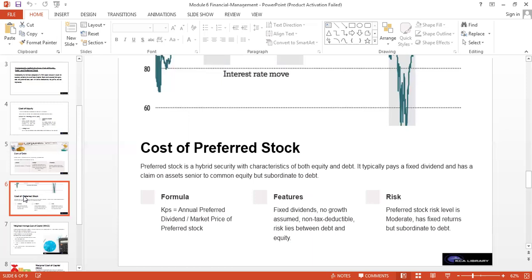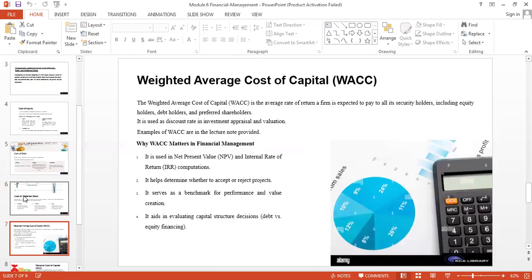And for risk, the preferred stock risk level is moderate. It is moderate and has a fixed return, but it is subordinate to debt. So we have more of it in the notes, and you can go through. We have the weighted average cost of capital.